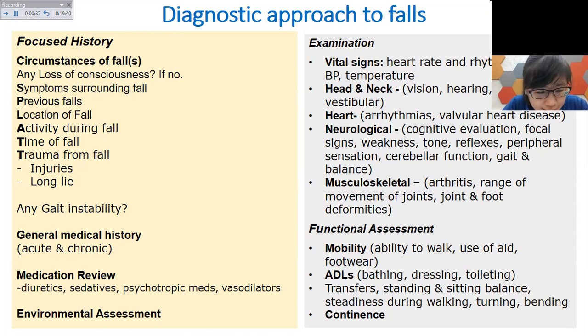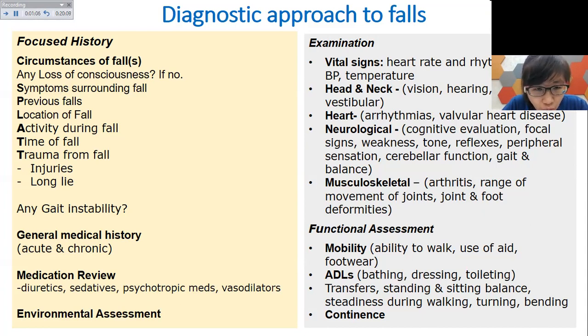So firstly, S for SPLATT, S for symptoms surrounding the falls, to find out whether there are any symptoms of dizziness, chest pain, breathlessness, any recent intercurrent illness, any tremors, any symptoms of incontinence, and weakness or numbness that they had before or during the falls. Next, looking at P, previous falls.